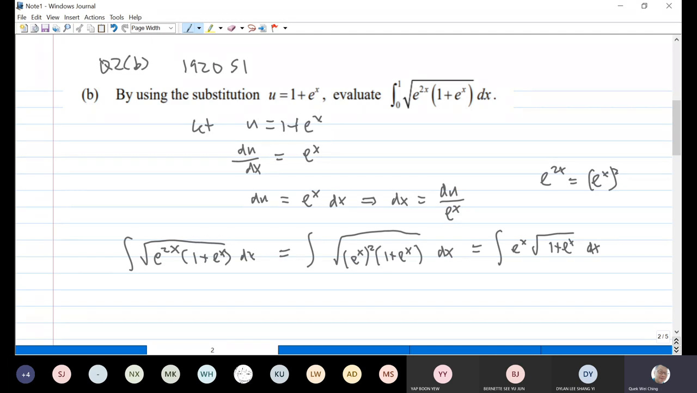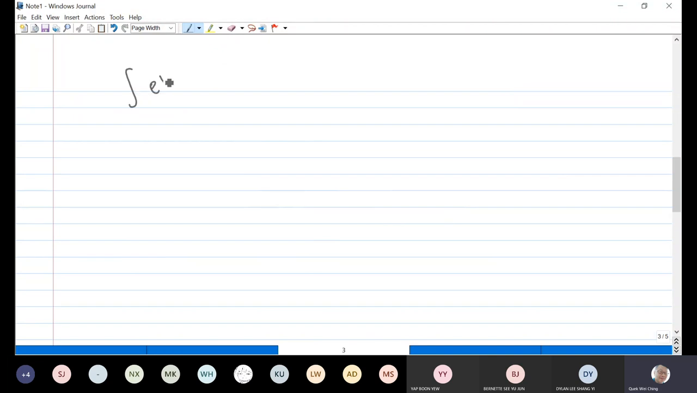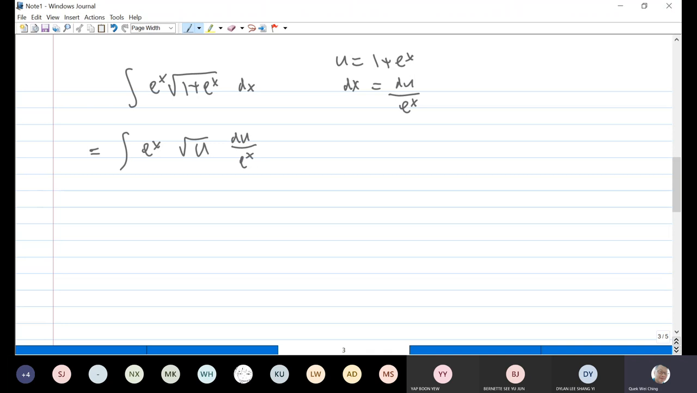So what is u here? u is 1 plus e^x. So the whole integral here: e^x, square root of 1 plus e^x dx. Your u is 1 plus e^x, and then your dx is du over e^x. So this integral becomes e^x, square root of u, and dx is du over e^x, which is very good now. They cancel. So this is actually the integration of square root of u du, which is equal to u to the power half.